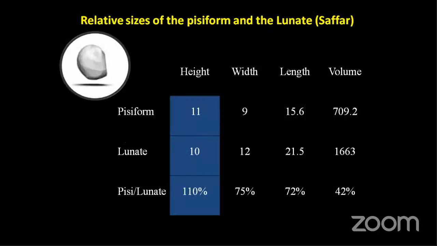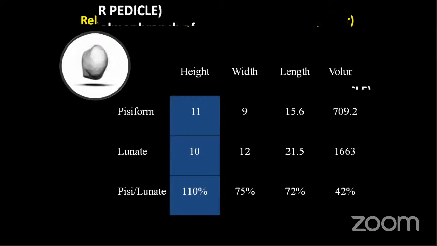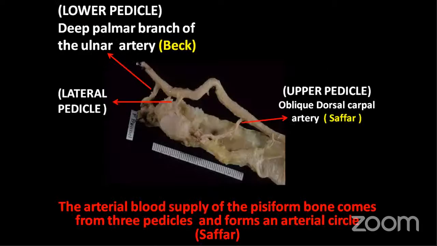So if you compare the size of the lunate with the pisiform, the pisiform has got 11 size and the lunate has 10. So it's comparably matching the size height-wise. Width-wise, the pisiform is less and the lunate is more. So what are the pedicles that have been taken? There are three pedicles. One is the upper pedicle, which is the oblique dorsal carpal artery, from which this vascular pisiform is harvested. Then Beck has used the deep palmar branch of the ulnar artery and the lateral pedicle. So the artery supply of the pisiform bone comes from three pedicles.